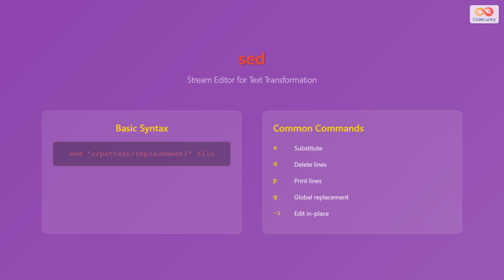Here are some common commands. s is for substitute, replacing a pattern with a replacement. d is for delete lines that match a pattern. p is used to print lines, often used with options to print specific lines. g performs a global replacement, replacing all occurrences of a pattern in a line. The -i option allows you to edit the file in place, saving the changes directly to the file.